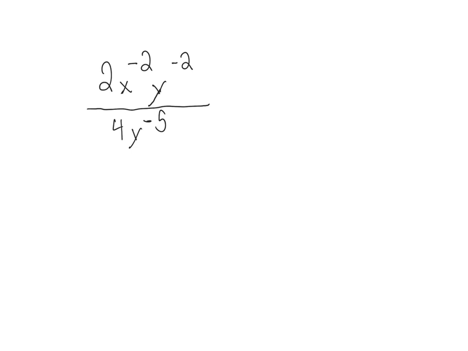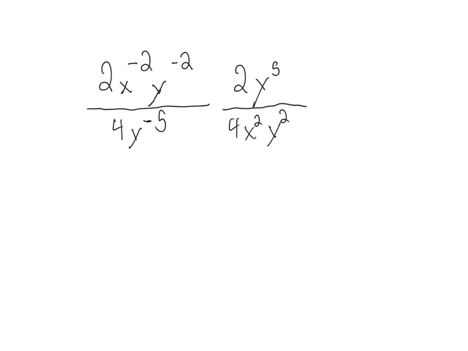So this will come out to 2y to the 5th, because anytime you switch you change to a positive exponent. And at the bottom would be 4x squared and y squared.